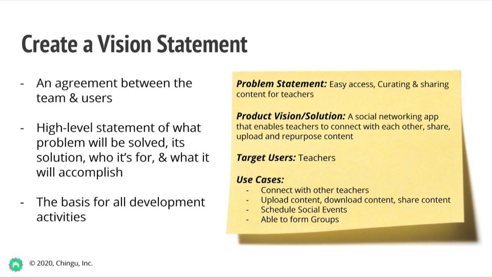Remember, features stem from the use cases. User stories are based in features, and tasks are based in the user stories. If you can't trace any one of these back to the vision statement, then you should question whether it's something that really needs to be implemented.